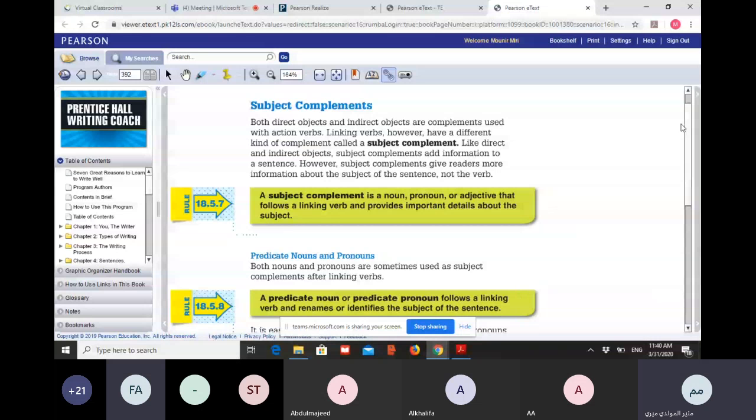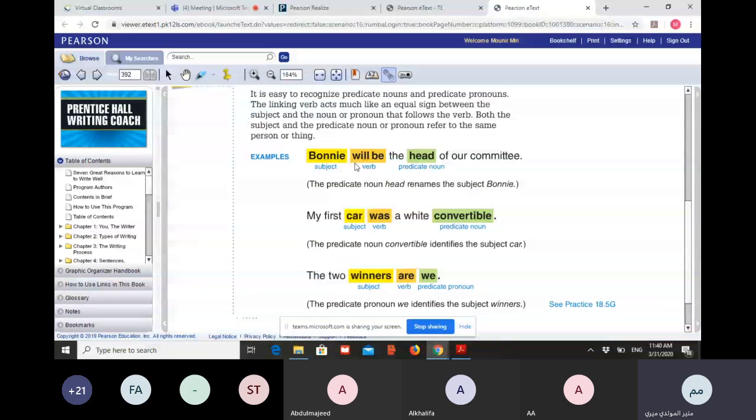Look at this sentence here. Bonnie will be the head of our committee. Where is the verb in the sentence? The verb is will be, and will be is a linking verb. Why do we call it a linking verb? Because all forms of verb be are linking verbs. Also, any other verb that can be replaced by verb to be is a linking verb. For example, she seems happy. Here, seems can be replaced by is, and we get she is happy. So seems is also a linking verb because you can replace it by verb to be. Is it clear?